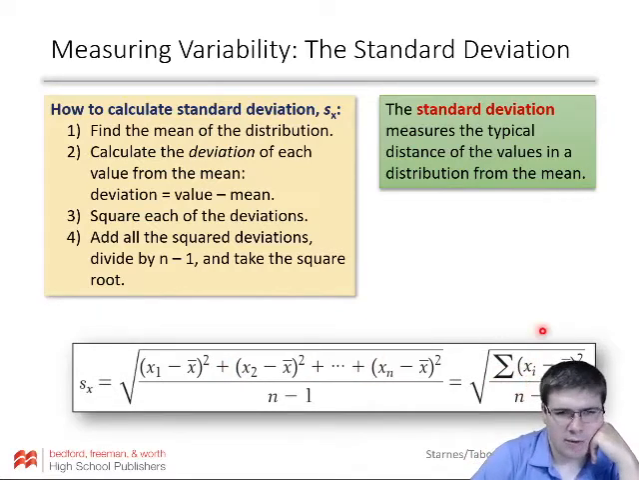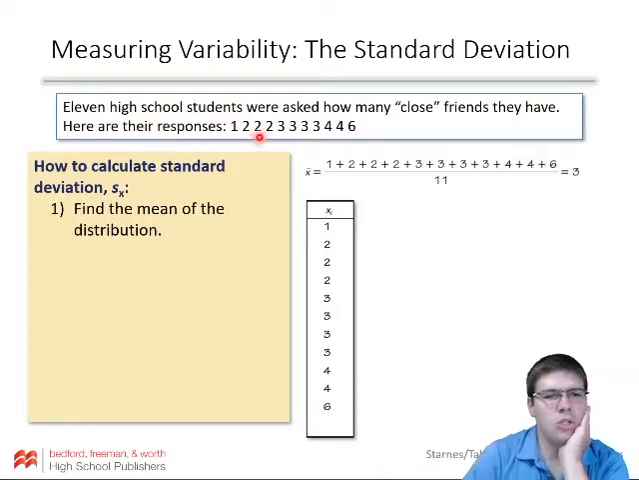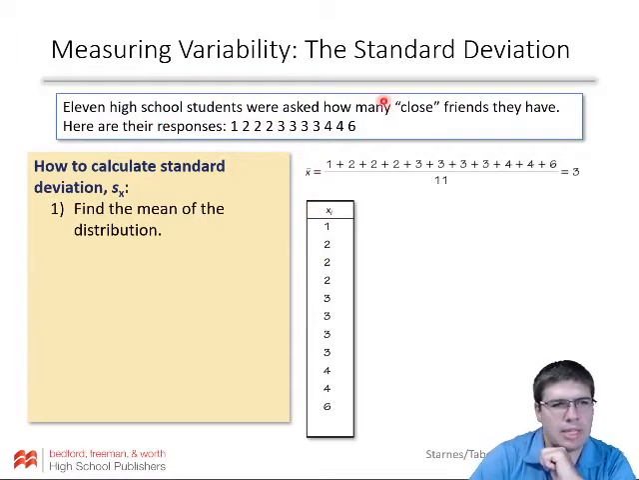So for each data value, subtract the mean, square it, divide by n minus 1, where n is the number of data values, and take the square root. All right, so seeing this applied, 11 high school students were asked how many close friends they have. Here are their responses. So we've got those 11 data values.